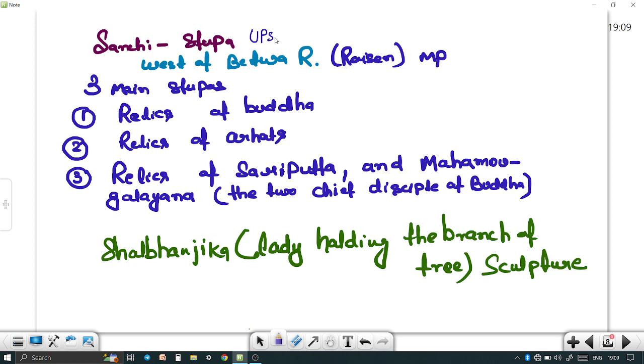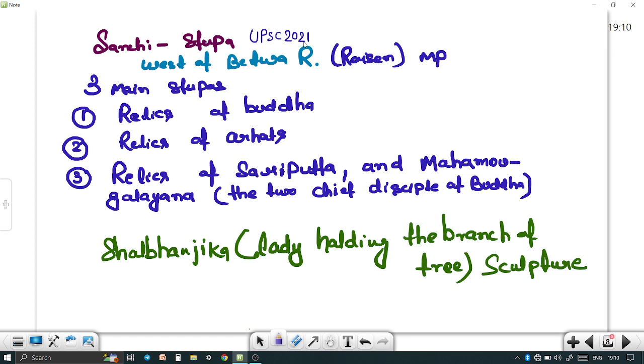Well, so it has three main stupas. Stupa 1 is presumed to have the relics of the Buddha. Stupa 2 contains the relics of 10 less famous arhats, who basically attained enlightenment, belonging to three different generations. Their names are found on the relic caskets.